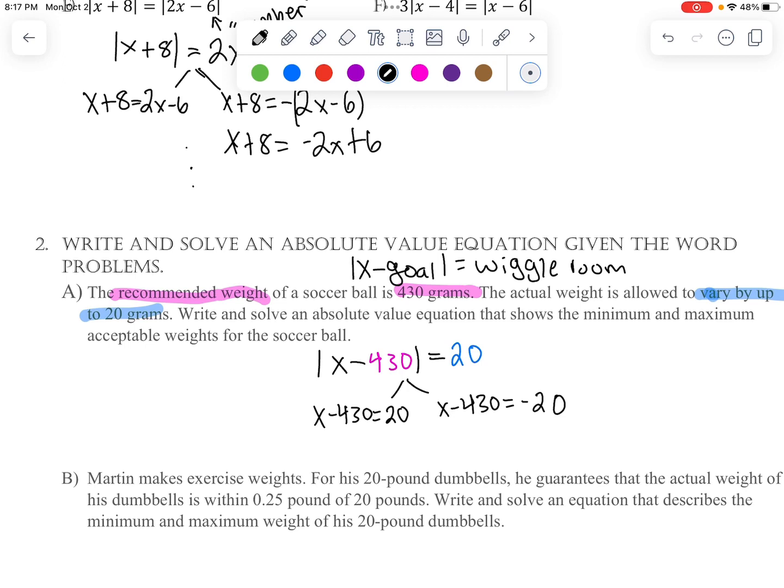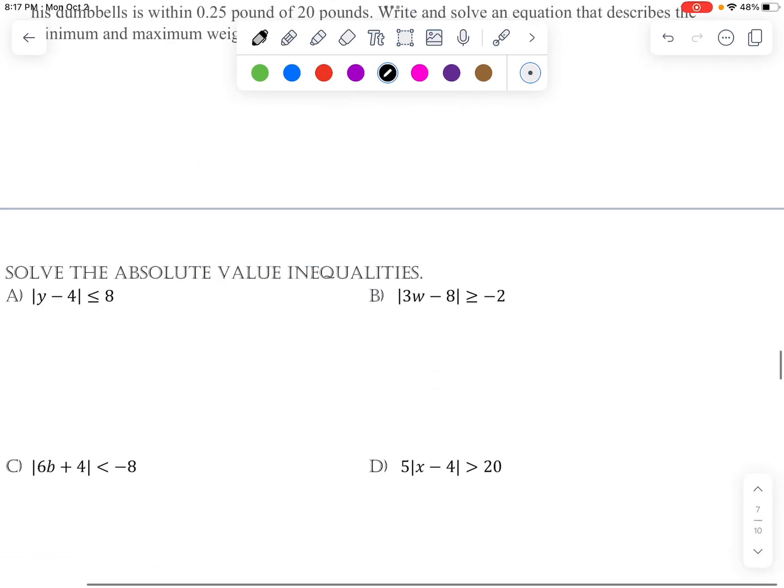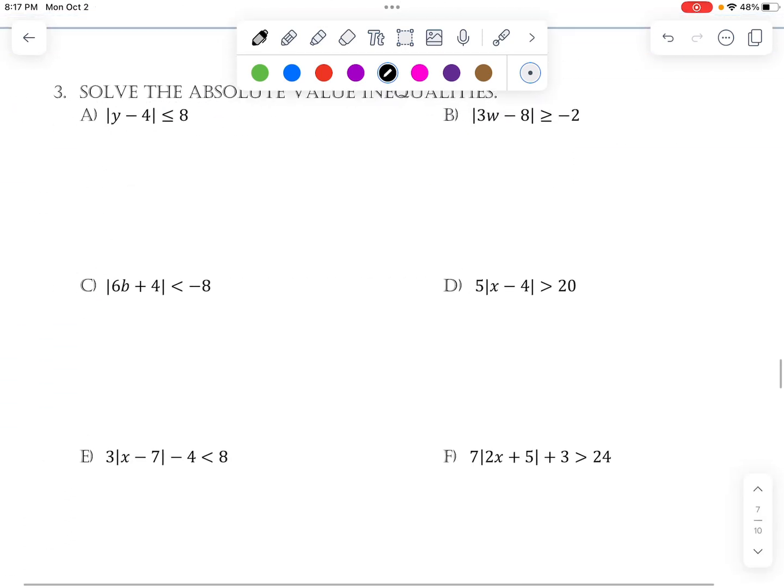I know that's been a minute since we've talked about that. So let's move on to absolute value inequalities. Woohoo! They work really, really similar, but the main thing you want to remember is when you break it up into two equations, you are flipping that inequality sign when you are dealing with absolute values. So I'm going to go ahead and work this guy right here.